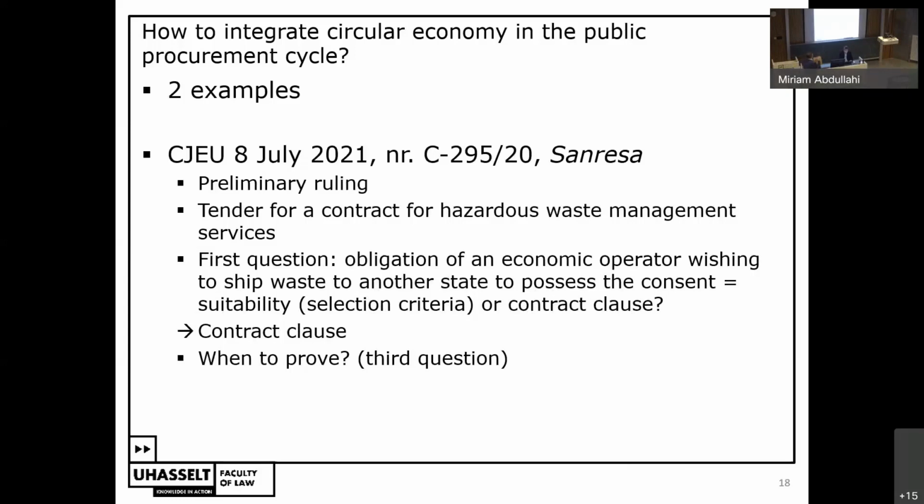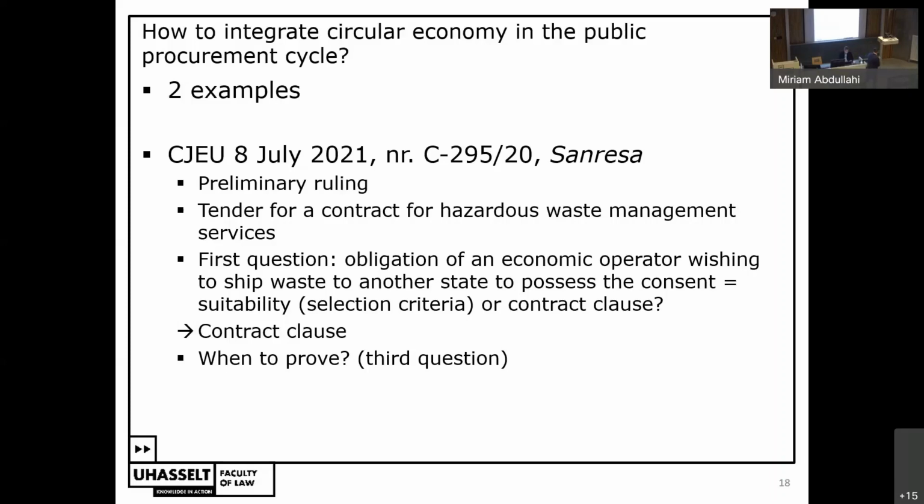So we have, for example, the Sanresa case, which was a preliminary ruling. We're taking a picture. Was I in the way? No? Okay. So it was a tender for a contract for hazardous waste management services. And the first question that was asked was, normally, if you want to ship waste from one member state to another, you need to have consent. And here, of the member state. And here, the contracting authority said, well, you should prove to me when you are doing the offer that you have the consent.